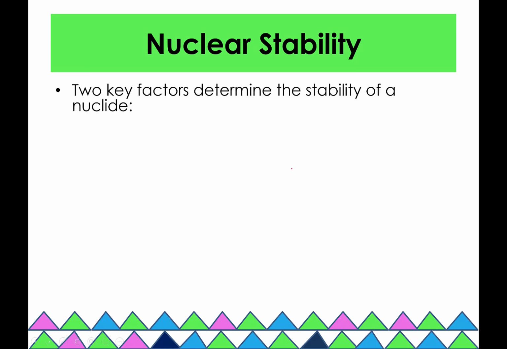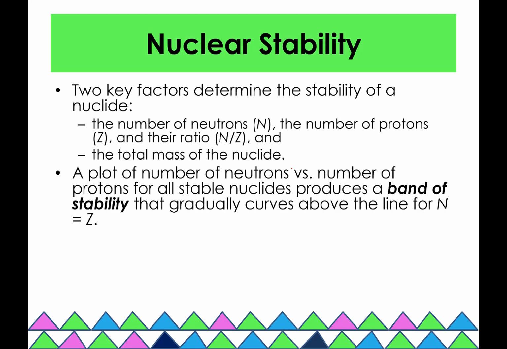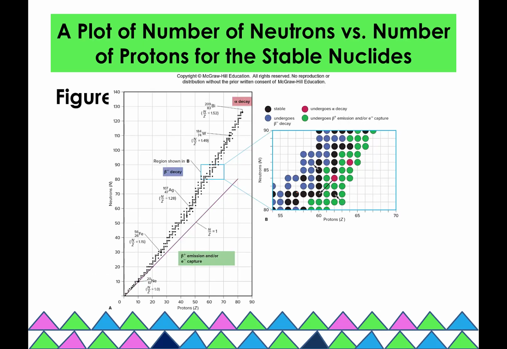So often we want to be able to make predictions about what type of nuclear decay is going to take place. And to do that, we need to look at two main factors that determine the stability of a nuclide. The first is the ratio of the number of neutrons to protons. And the second is the total mass of the nuclide. If we plot the number of neutrons versus the number of protons for all stable nuclides, we can see a band of stability.